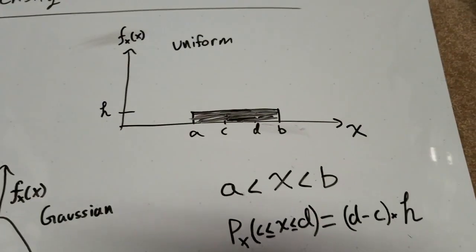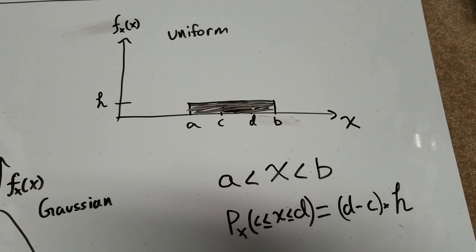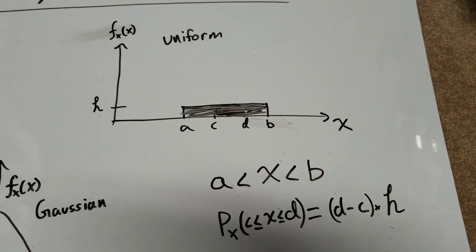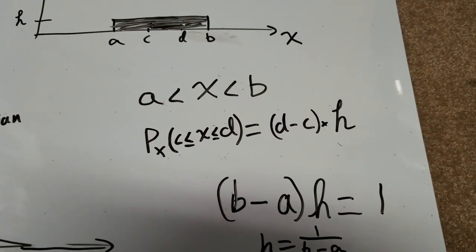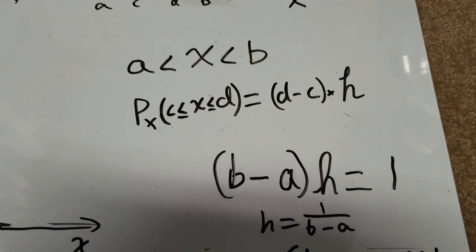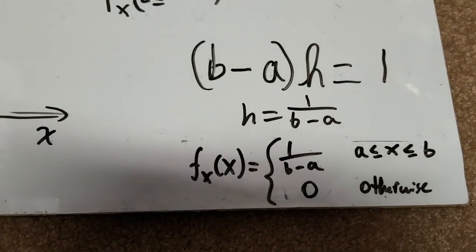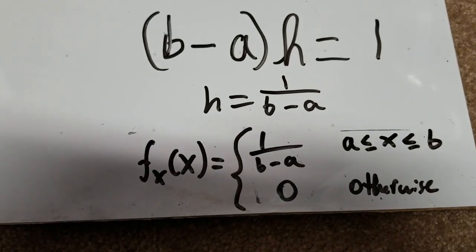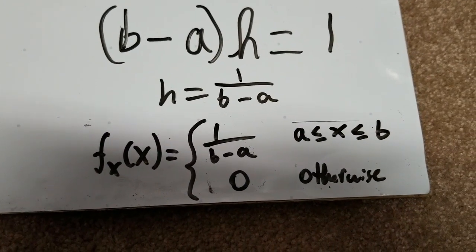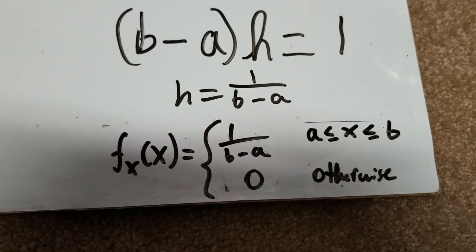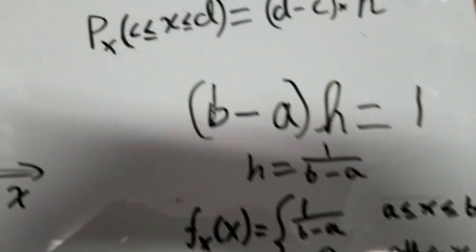The important property about PDFs is that their total area under the curve must become 1. So to find h in this case, you must find the total area. So we have b minus a times h equals 1, therefore h equals 1 over b minus a. And the PDF is 1 over b minus a between the values that x exists and 0 otherwise. So if you were to find the total area, it would become 1.